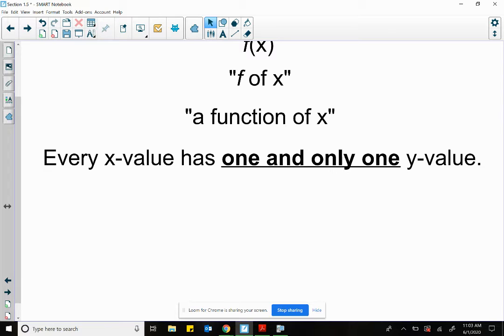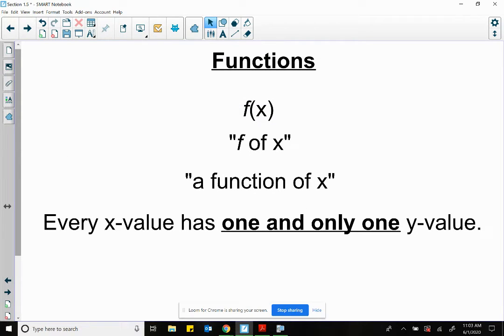Functions. Every x value has one and only one y value. Okay? A function means that every x value in here is going to one and only one y value. You've heard that before. I know you have. You've heard it in algebra, in algebra 2, or some other class that you've had math in. You talk about functions all the time.